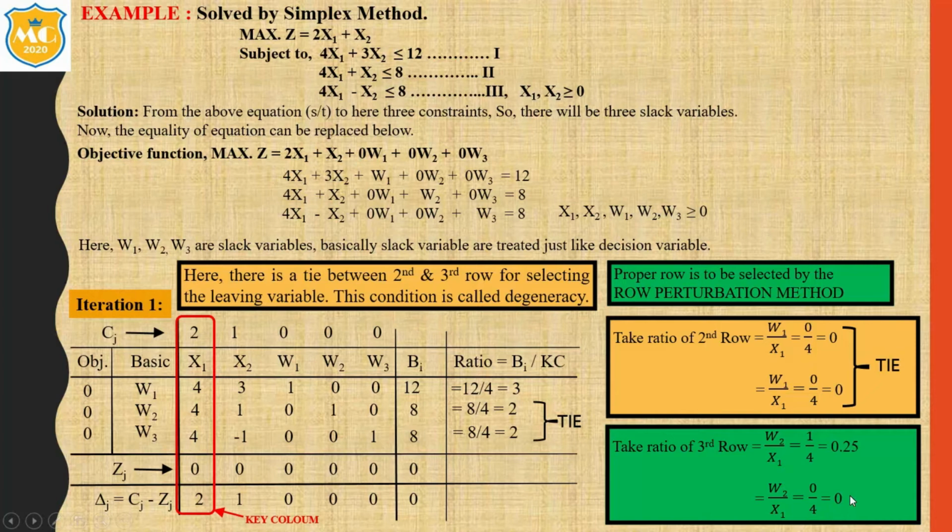Okay, so this is our key row. So here we have to select the third row. This is our key row and this is our key element. Clear? So it is a very simple method to find out the degeneracy. Okay, and for that we have to use the row attribution method. Just simple, we have to take the ratio. Now we will go to the next iteration. Here the first iteration is completed.